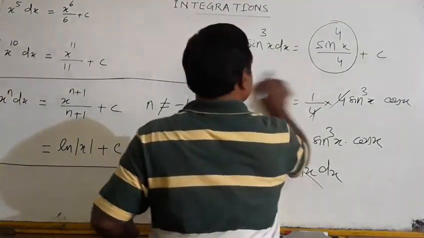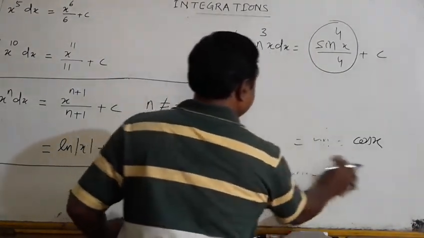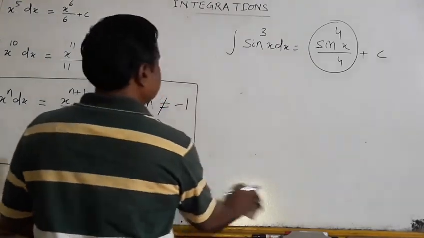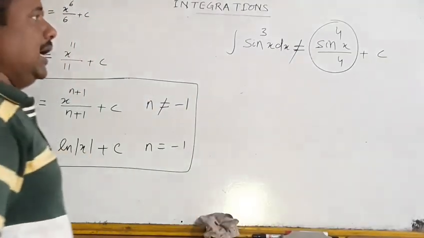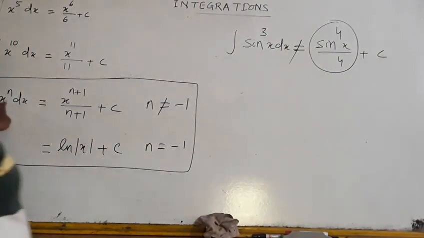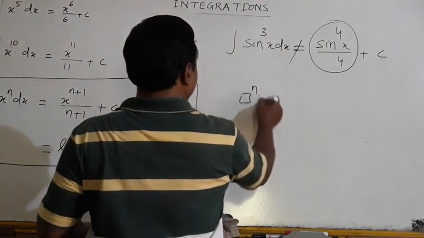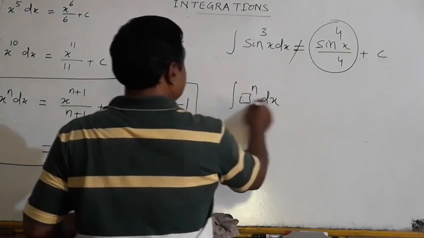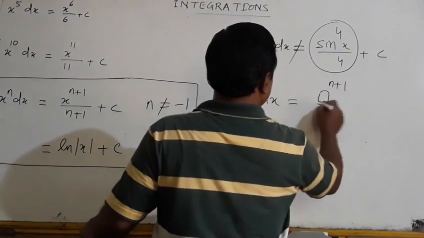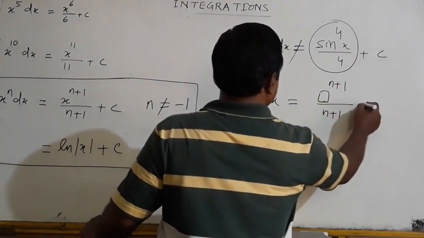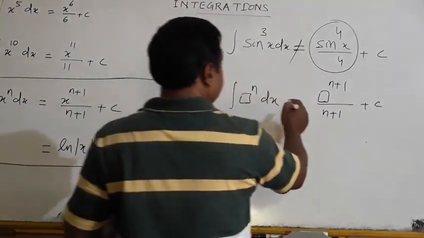So what is the integration of sin cube x? You should not think the integration of sin cube x is equal to sin 4 x by 4. I never tell you a formula like this: anything to the power n dx is equal to that thing to the power n plus 1 by n plus 1 plus c. Don't say this. It is very, very important.